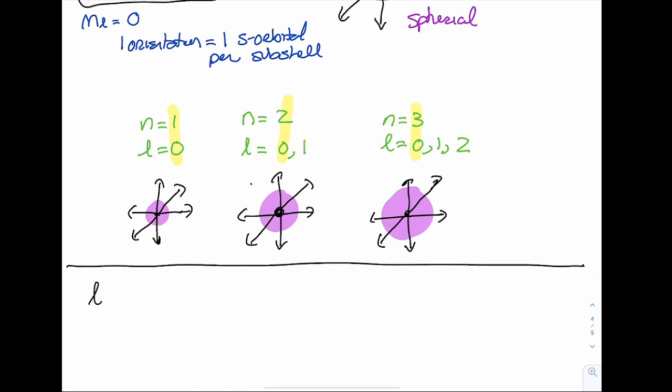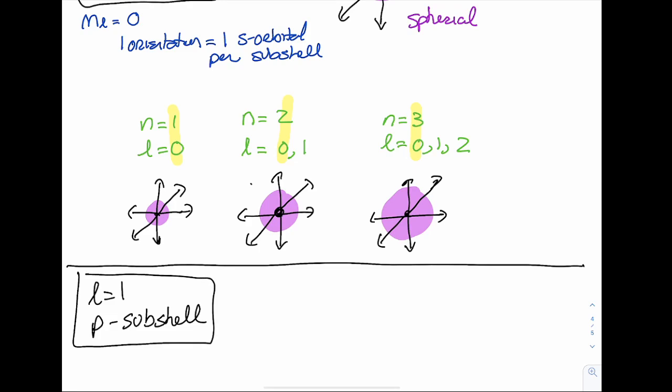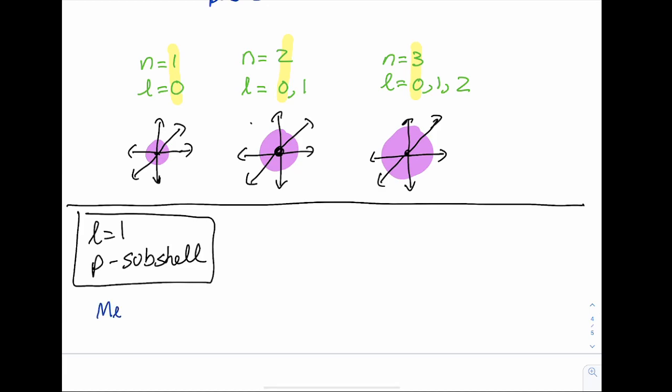When L is equal to 1, that's going to be my P subshell. And what are my values for M sub L when L is equal to 1? Remember, M sub L goes from negative L to positive L. So my values are going to be negative 1, 0, and 1. So I have 3 orientations, which means I have 3 p orbitals per subshell.